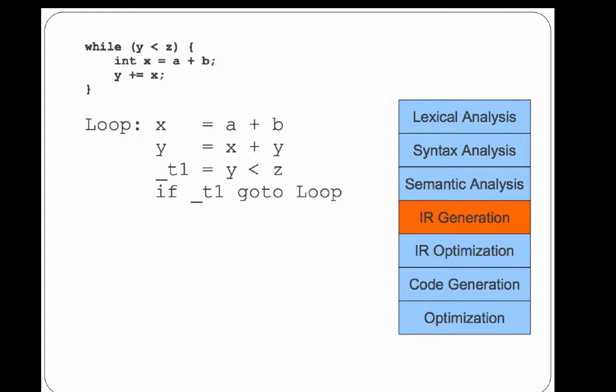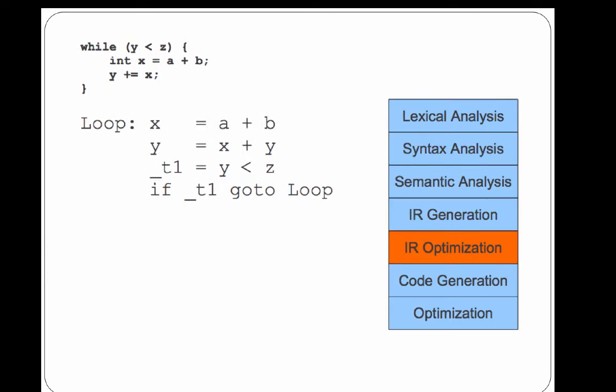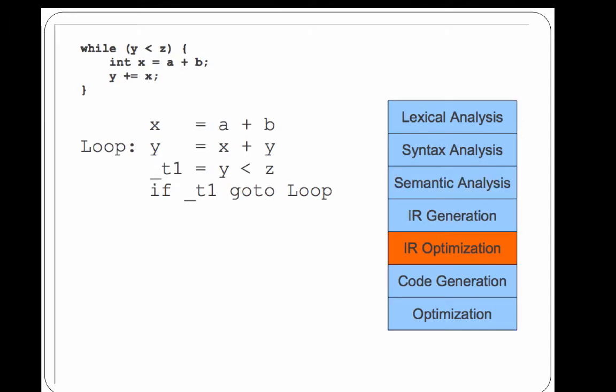After we generate the IR code, the next step is to optimize it. All that will happen here is that in the loop, we note that a and b are not changed inside the loop. So there's no reason for x equals a plus b to be included in the loop. A typical optimization here is loop extraction, where the statement x equals a plus b is removed from the loop. Of course, there are lots of other kinds of optimization, but this just illustrates one kind.